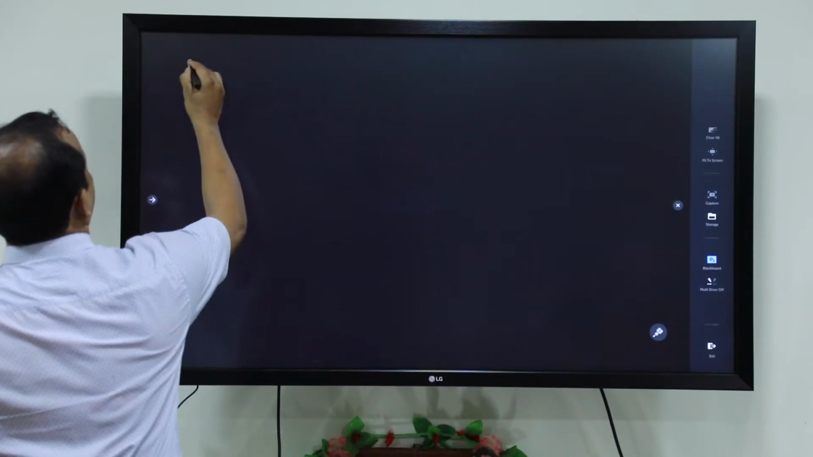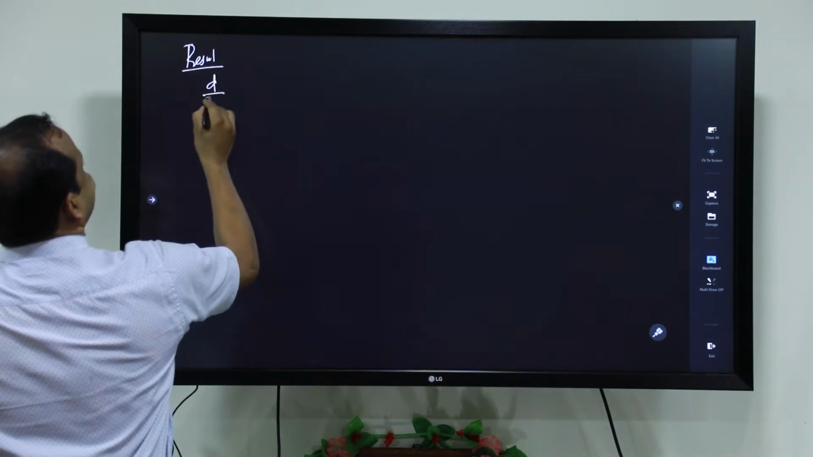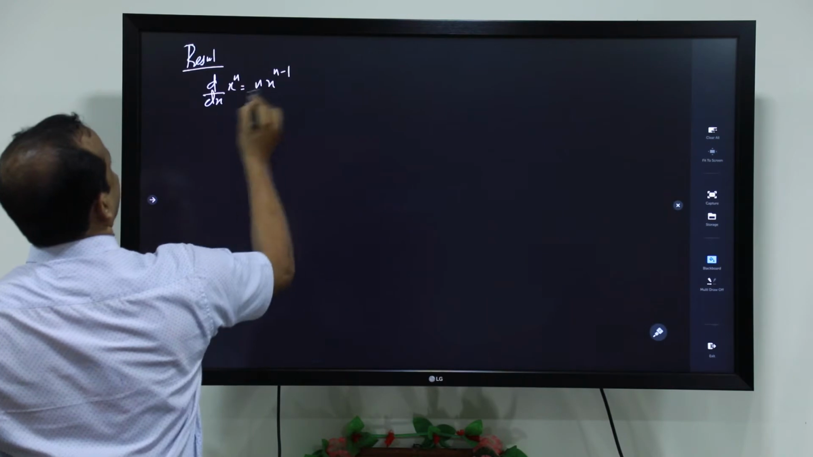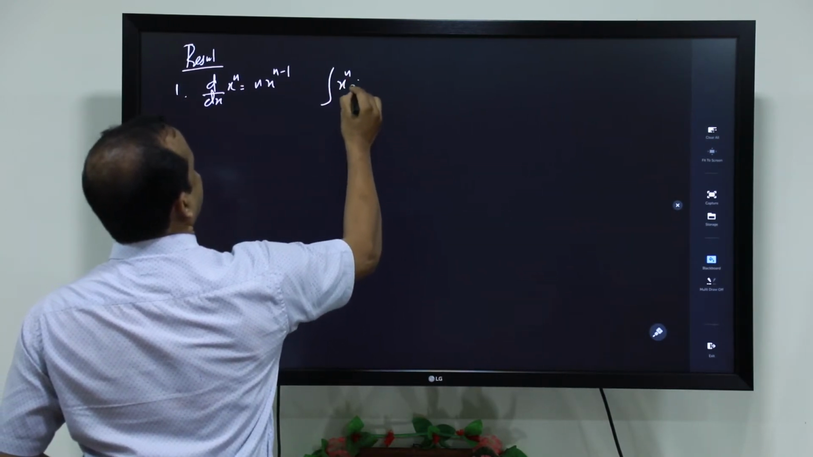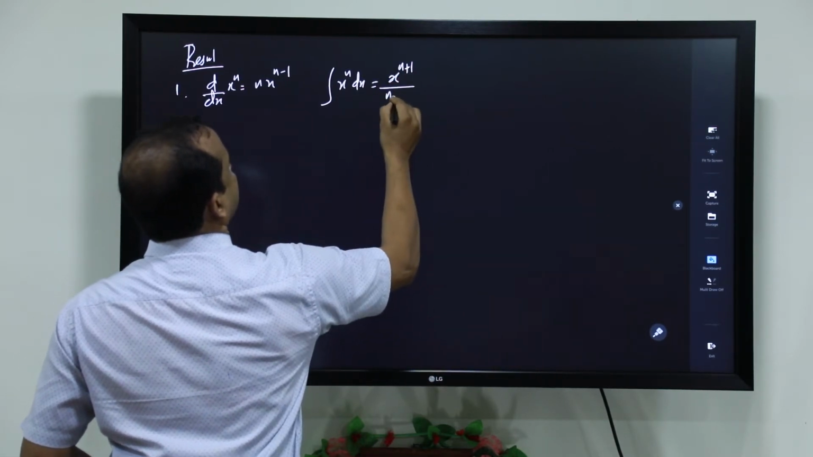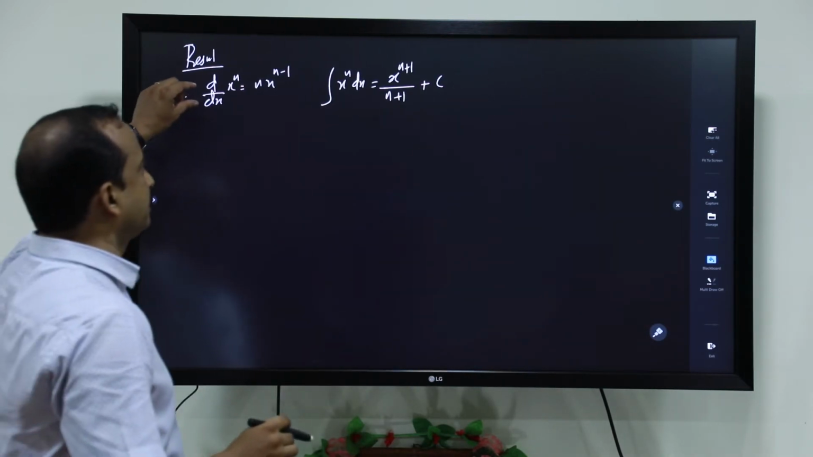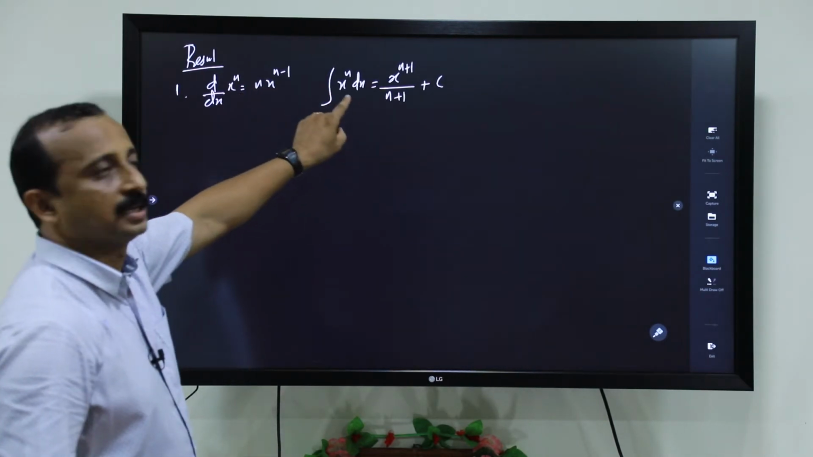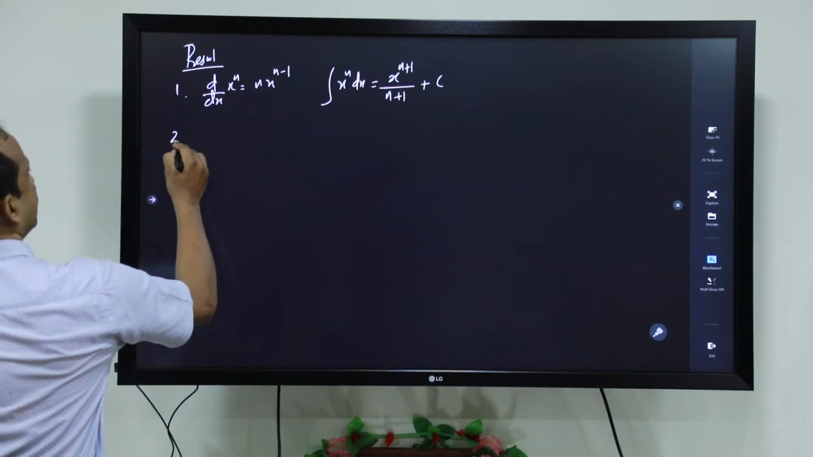That is our first result. d by dx of x raised to n is n into x raised to n minus 1, and therefore the integral of x raised to n is x raised to n plus 1 divided by n plus 1 plus c. This function is special, so learn this result by heart: the integral of x raised to n is x raised to n plus 1 divided by n plus 1.